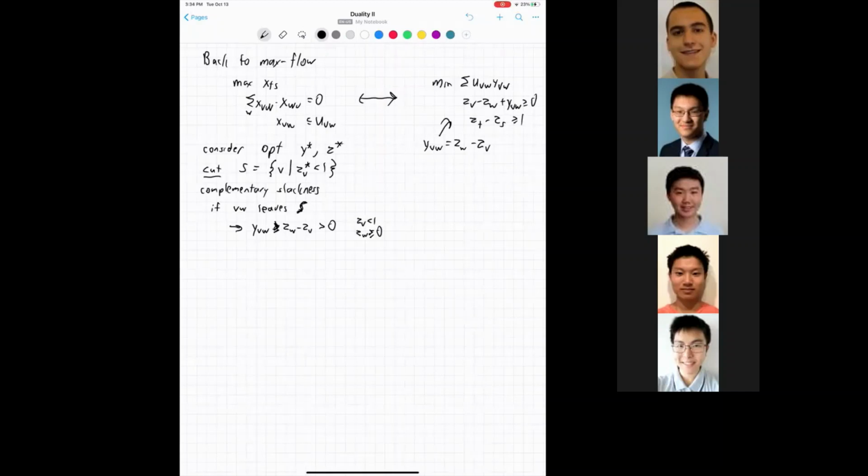Now, if a variable is greater than 0, what does complementary slackness tell me? The dual condition has to be tight. Right, the corresponding constraint is tight. What constraint corresponds to the variable Y_VW? X_VW at most U_VW. Exactly. It's a capacity constraint. So to be tight, it actually has to be equal.